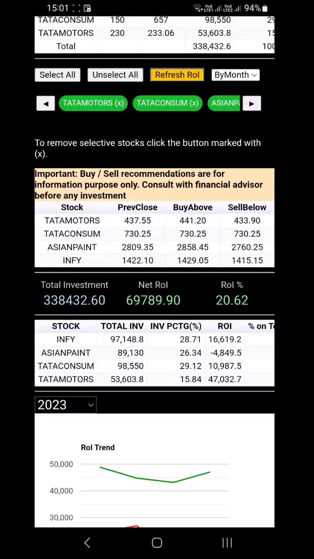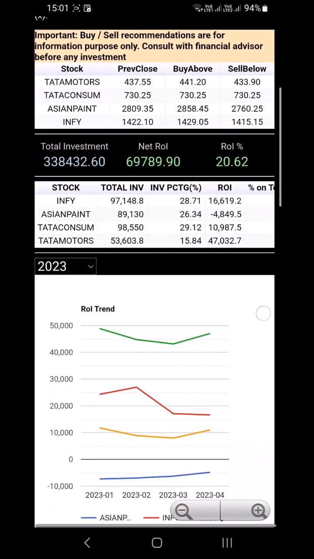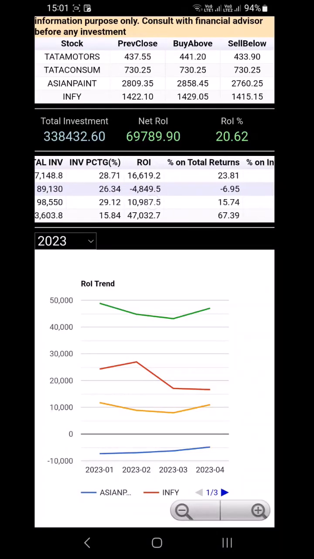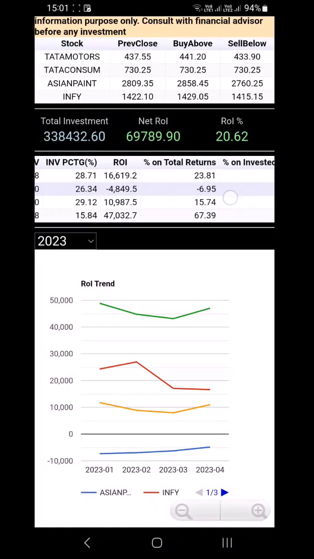The following table provides a detailed breakdown of the portfolio, highlighting key insights such as the total invested amount, invested percentage, ROI, percentage on total returns, and percentage on invested amount for each individual stock.